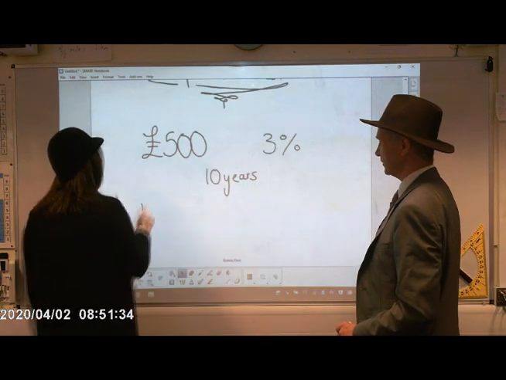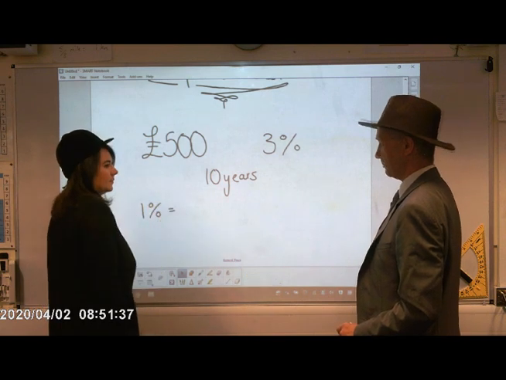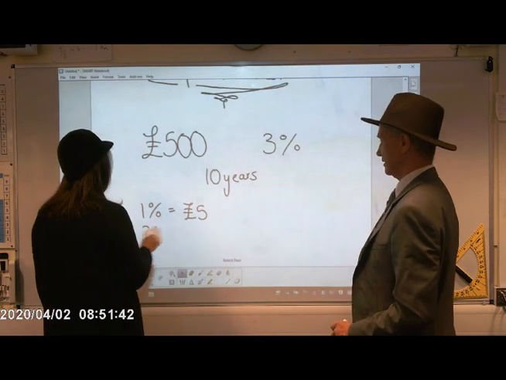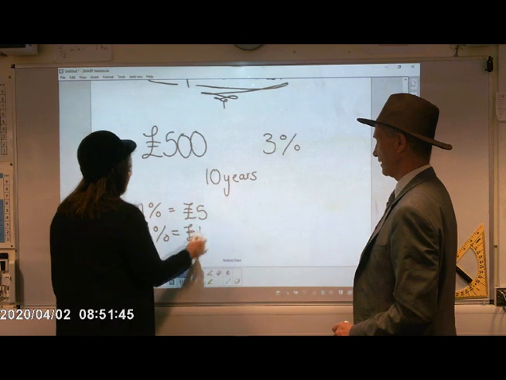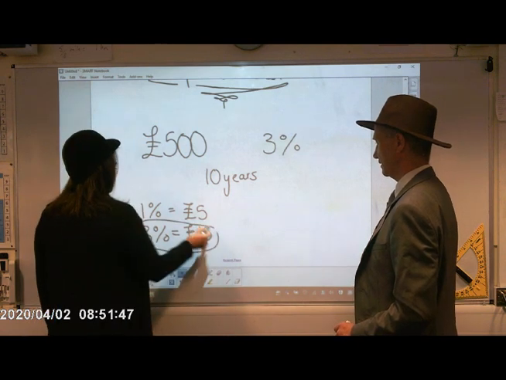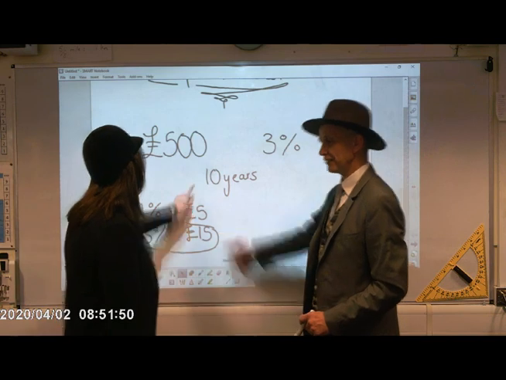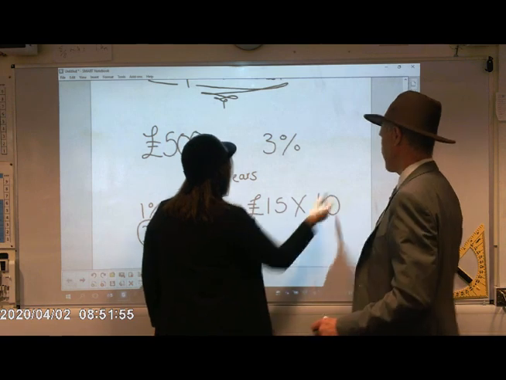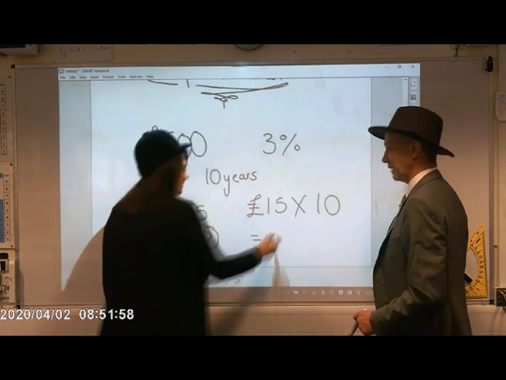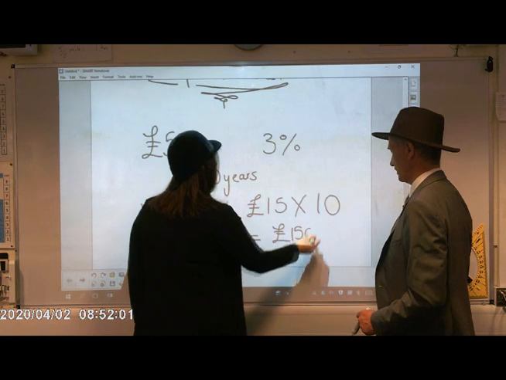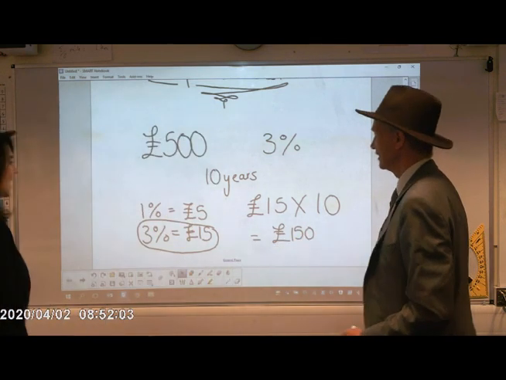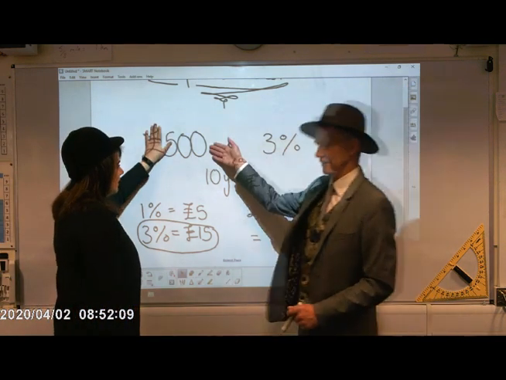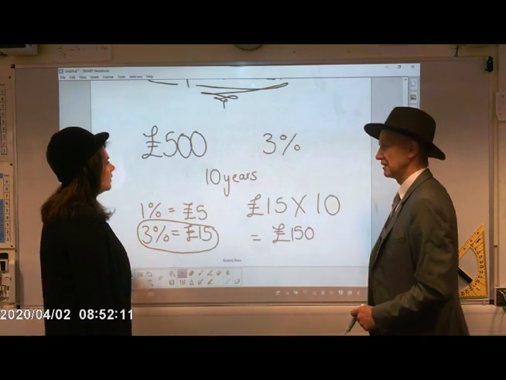Should we do it in our heads, shall we? 1% is £5, because if I divide it by 100, I'll get 1%. And therefore 3% would be 3 times that, which is £15. Now that is my interest, okay? And that is the amount that I'm going to get every year. I'm going to get that for 10 years. So that's easy, isn't it? It's simple. It's £150 at the end of it. Therefore, at the end of the 10-year investment, I would have a total of £150 plus my investment. So I'd have £650 in total.